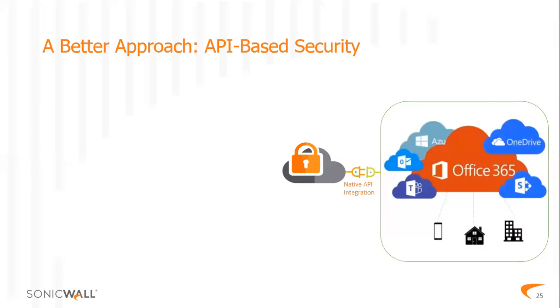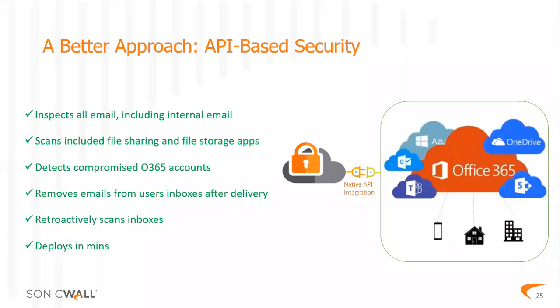For our Cloud App Security, we are API-based security, so we can help you inspect all the email, including internal email, scan all the file sharing, detect all the compromised Office 365 accounts, and remove email from the user inbox. We can retroactively scan all the inboxes, including all the content of the email as well. Most important, it deploys in minutes.